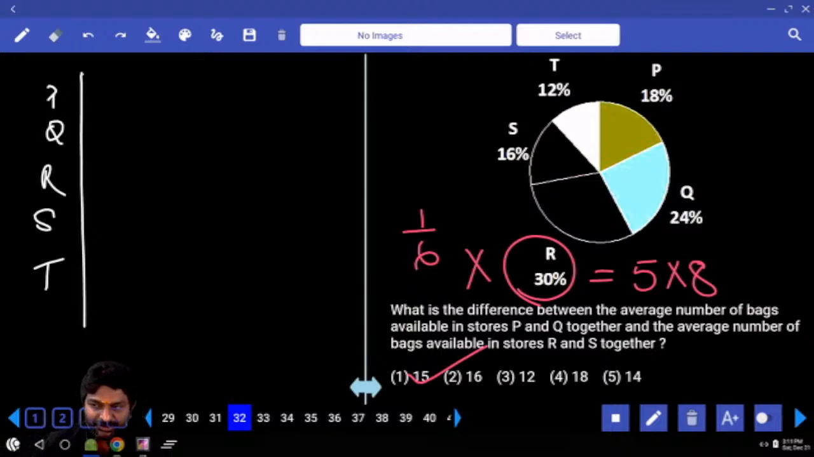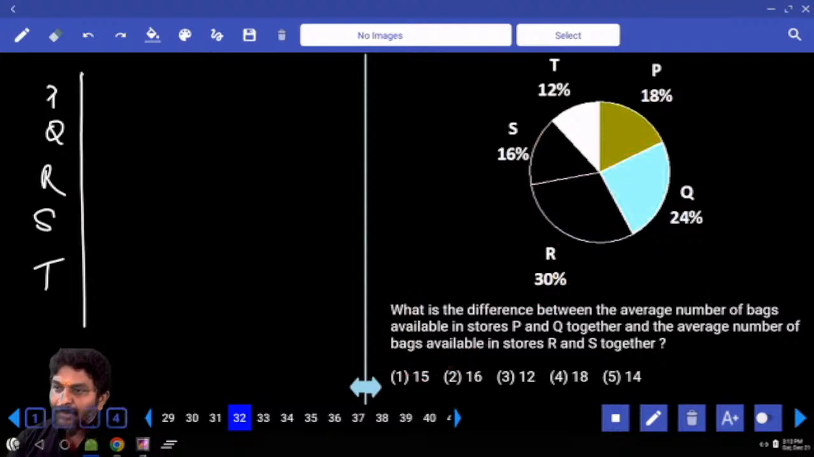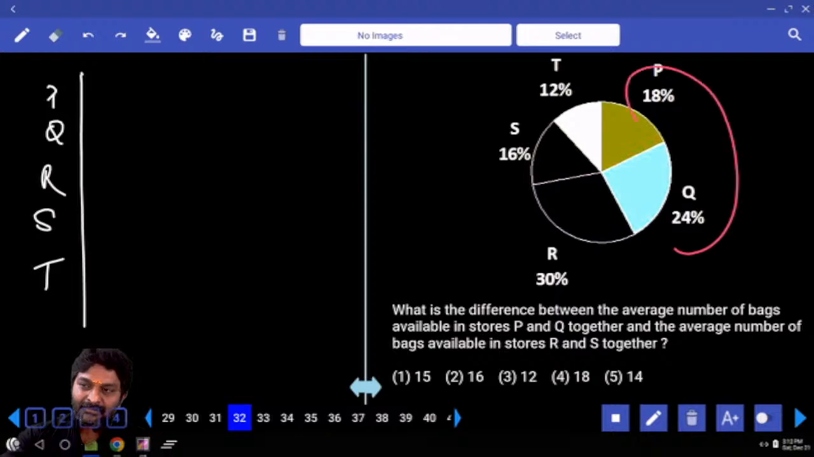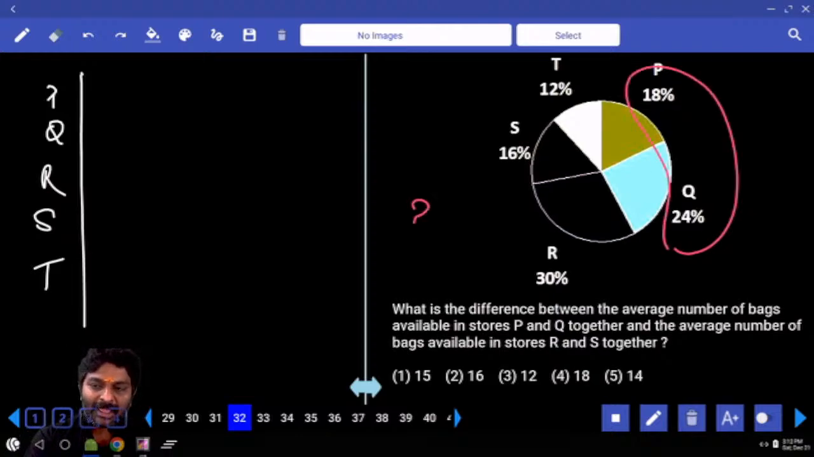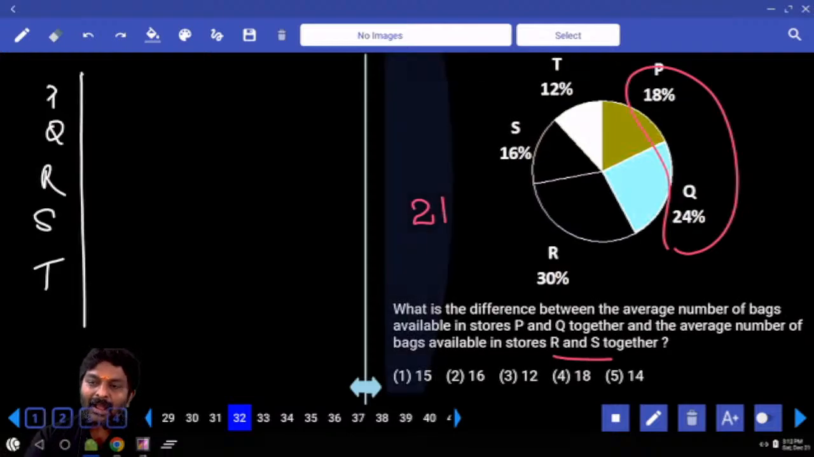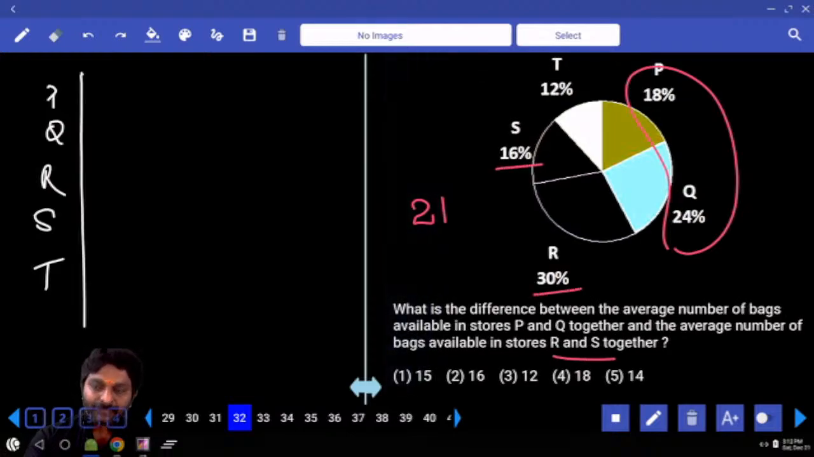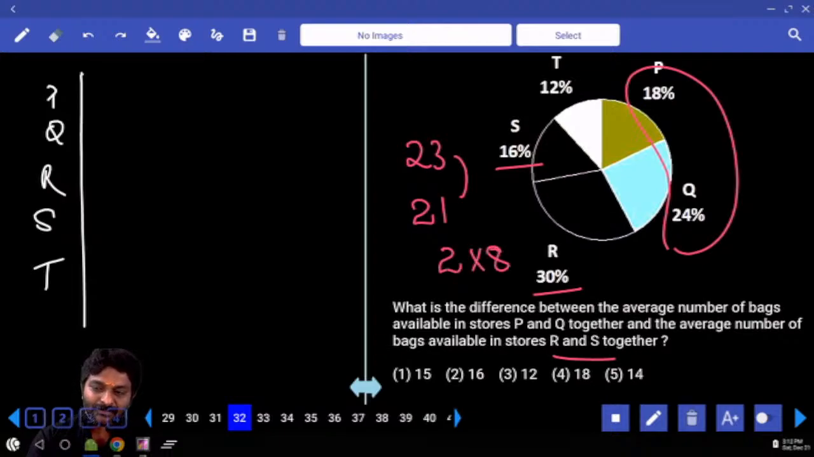What is the difference between average number of bags available in P, Q together and average number of bags available in R and S together? P, Q, sum 42, average. R and S, sum, average 23. Difference 2%, in the sense 2 into 1% value.